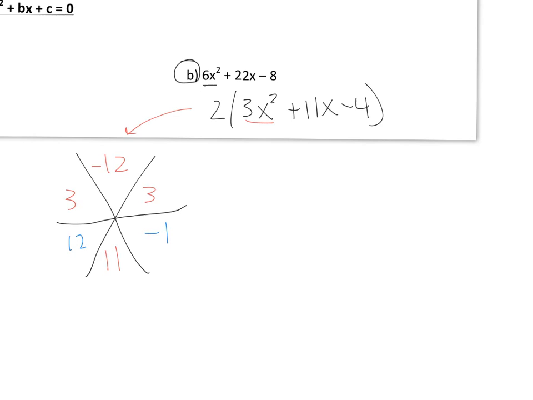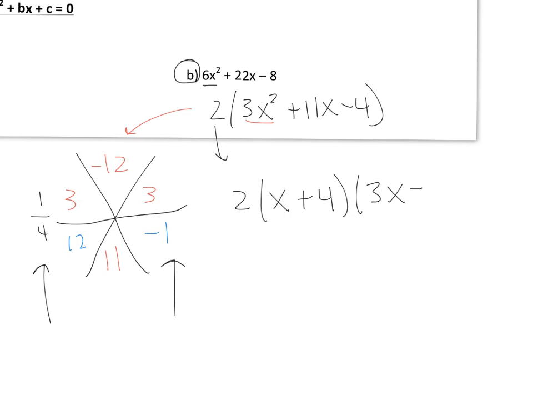And then before I write out my factors, I need to simplify my fractions on the sides to 1 over 4. So that 2 comes in my answer. X plus 4 I got from this first fraction. And then this second fraction here becomes 3x minus 1. And that is my answer.